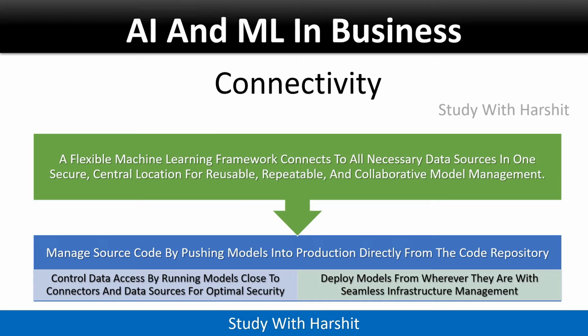Connectivity. A flexible machine learning framework connects to all necessary data sources in one secure central location for reusable, repeatable, and collaborative model management. Manage source code by pushing models into production directly from the code repository. Control data access by running models close to connectors and data sources for optimal security. Deploy models wherever they are with seamless infrastructure management.